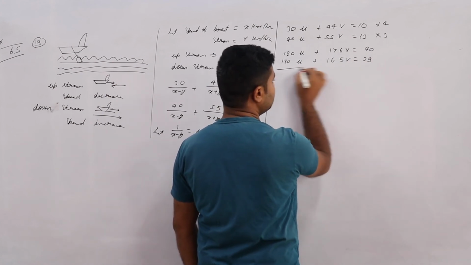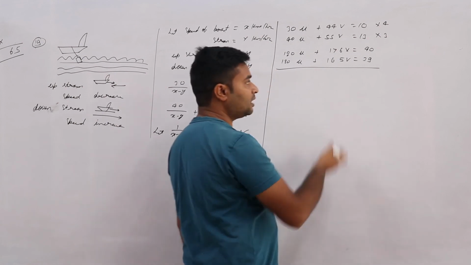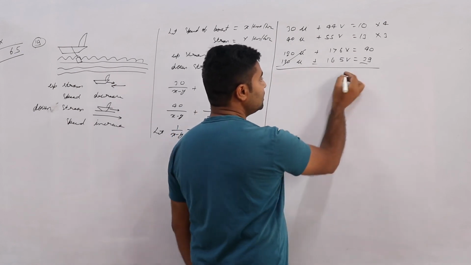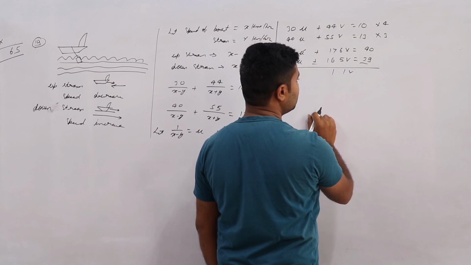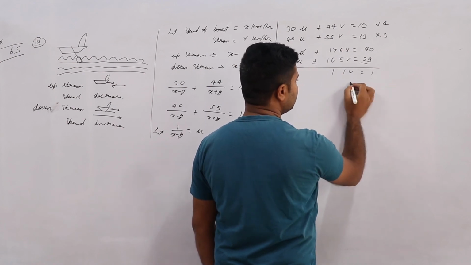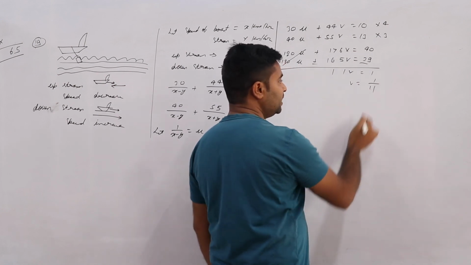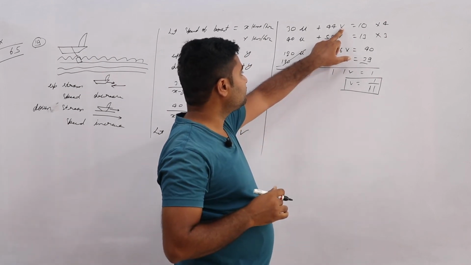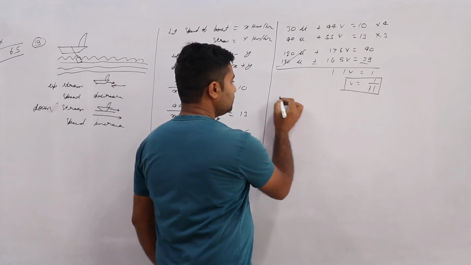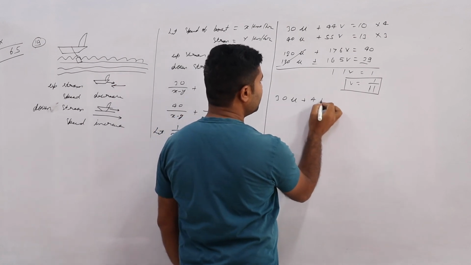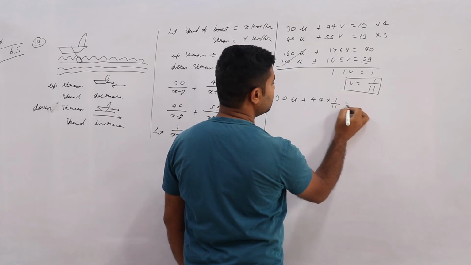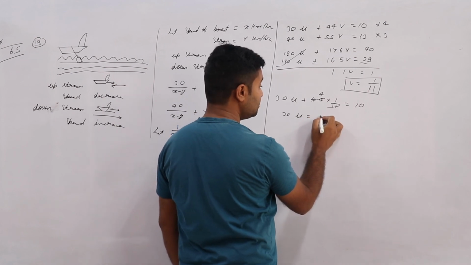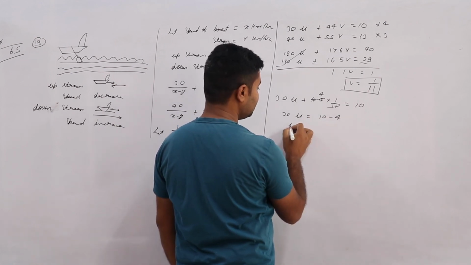After writing this, it is correct. Cancel. 39, so 11v is equal to 1. So v is equal to 1 by 11. If we get the value of v, we should put it here. So 30u plus 44 by 11 is equal to 10. Speak now. Speak, please.